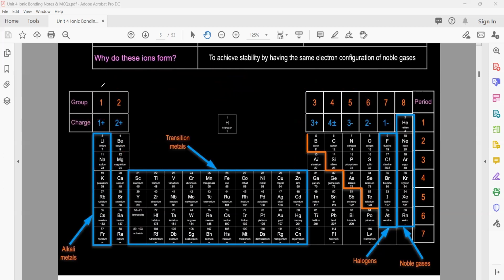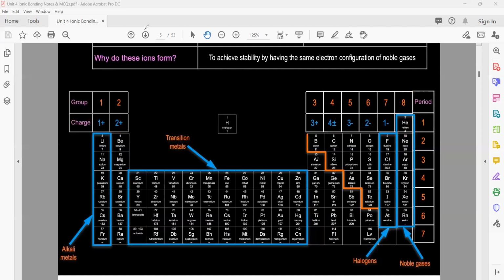If anybody asks you, on group number 1, what is the charge? You can say +1. Group 2, +2. Group 3, +3. Group 4, plus or minus, because it shares. Group 5, -3. Group 6, -2. Group 7, -1. Group 8, 0, no charge. So this is how the periodic table is explained in terms of charges.